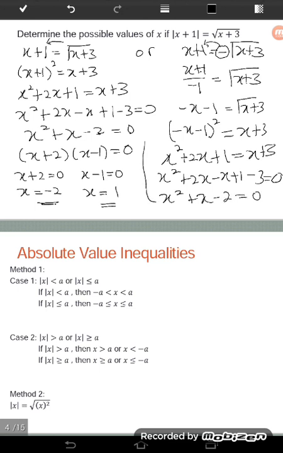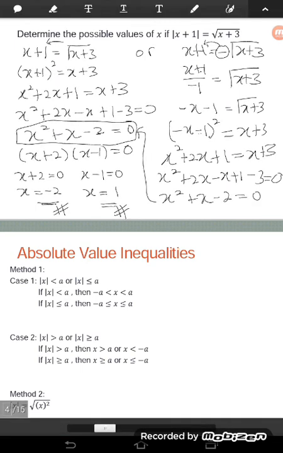Okay, so this one same with this one, so sama. So since it is same, so no need to do it again. So the answer just this one. Okay. Okay, so how about method number 2?